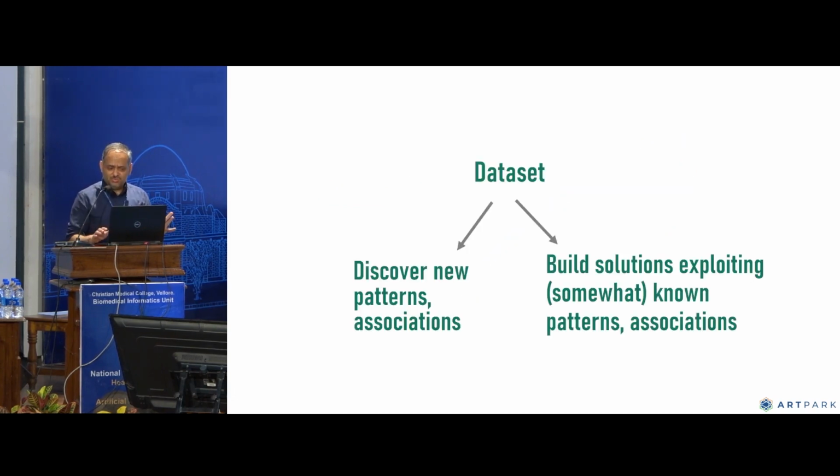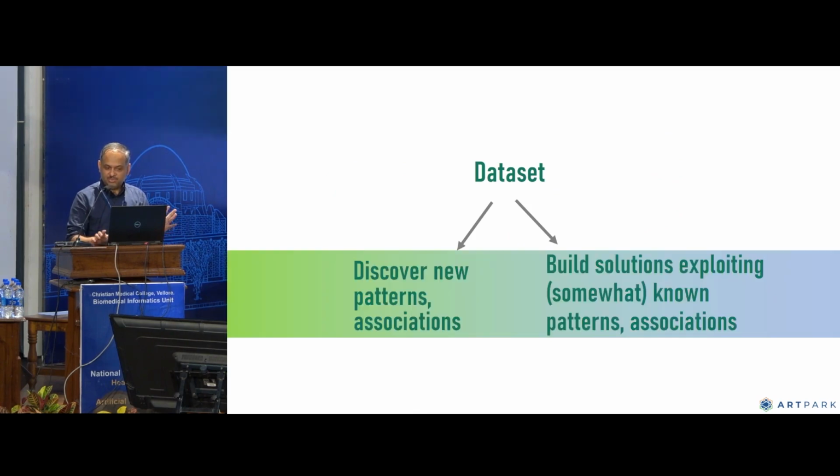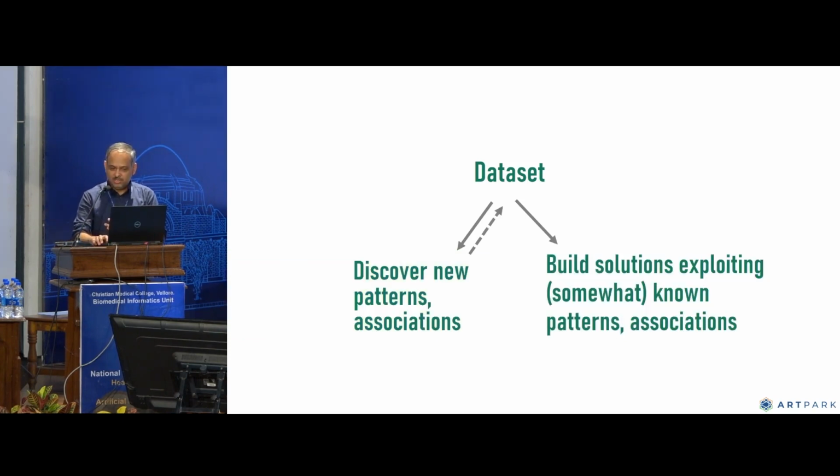Now, very broadly speaking, you build data sets for two things, right? This is somewhat of an artificial separation. It's actually a spectrum. You either are discovering new patterns or associations, or building solutions exploiting somewhat known patterns and associations, right? Now, when you discover new patterns, that'll obviously go back to your data set, and that will change how your data set construction going forward is going to be.